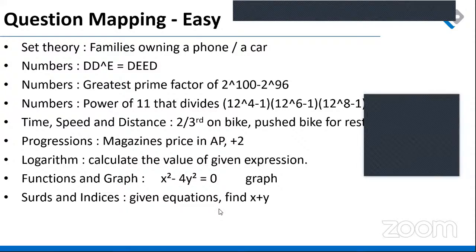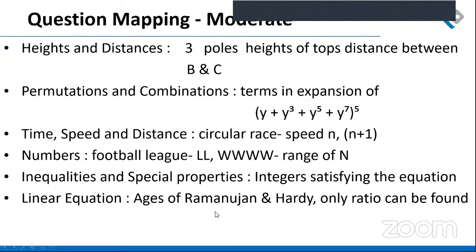Okay, let's go on to the moderate questions. Heights and distances. After some time, as I said, 3 poles, heights were given, distance between the tops of the first and the second and the first and the third were given, and the horizontal distance between the second and the third was asked. Just simple application of Pythagoras theorem. Right angle triangles, that's it. Moderate, just because a figure was to be drawn and it was maybe a little calculated. Just 2 Pythagoras theorems.